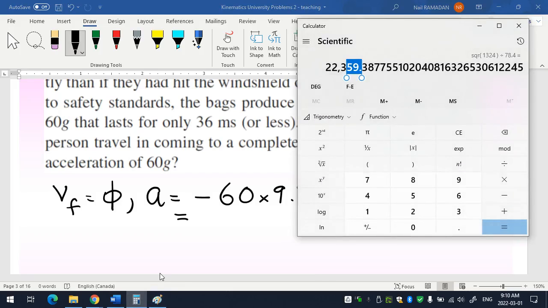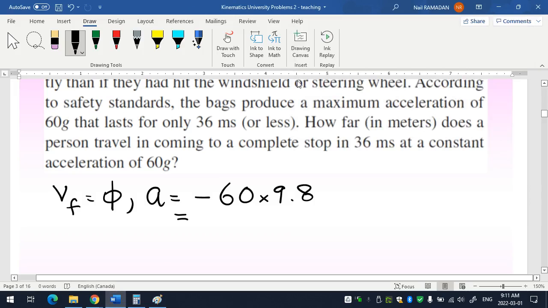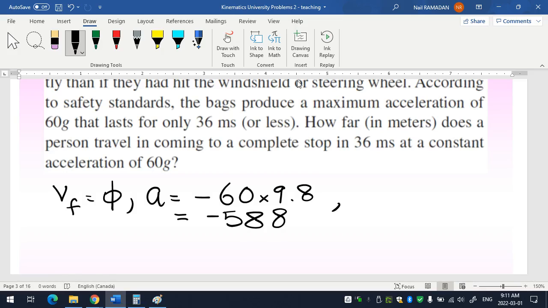Okay, that's a huge number. But you know why? Because it's 6 times 10 times 9.8. The 10 will take care of moving the decimal point, and the 6 will just magnify the number. So 60 times 9.8 is negative 588 meters per second squared. And what else do we know?